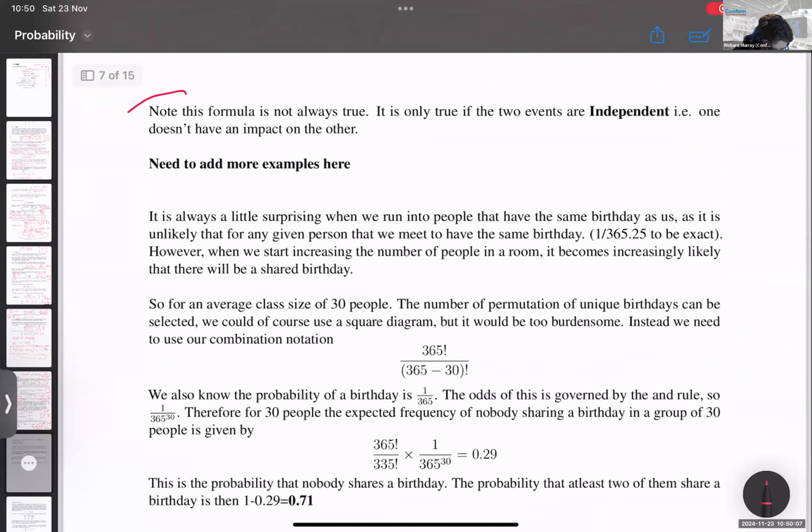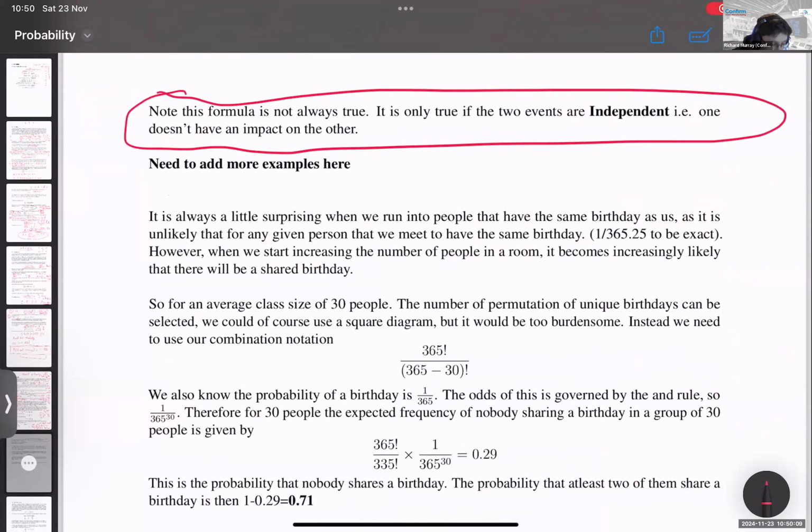Now, that approach isn't always true. It relies on a definition that we need to be familiar with, and that is if two events are statistically independent. What that means is one doesn't have an impact on the other. So in a fair deck of cards that's new from the factory, we are confident that there's only one ace per suit.